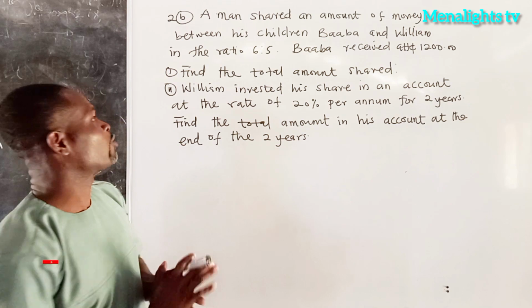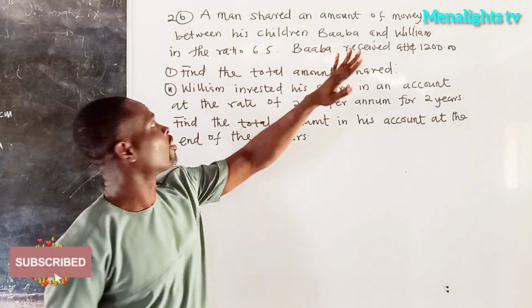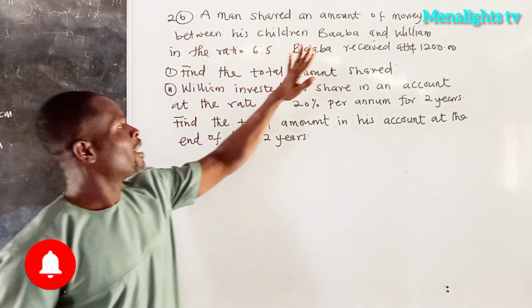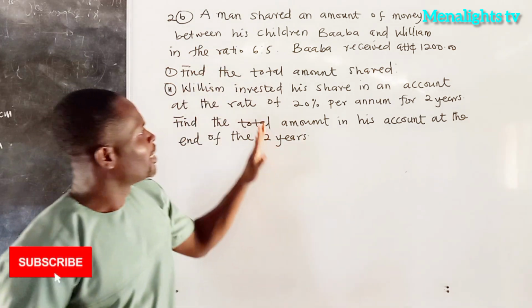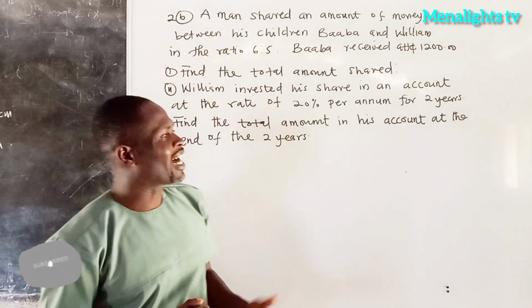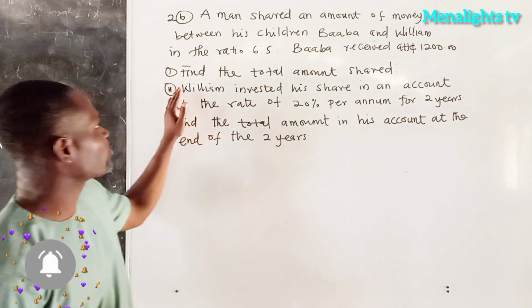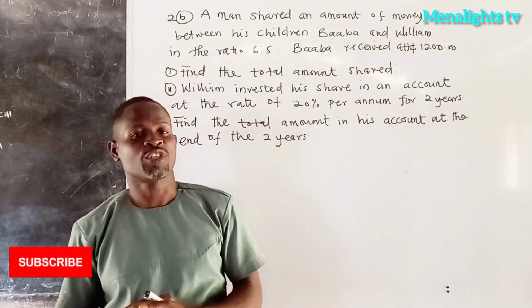So we come to question number 2b. A man shared an amount of money between his children, Baba and William, in the ratio 6:5. Baba received 1,200. So the first question is, find the total amount shared.